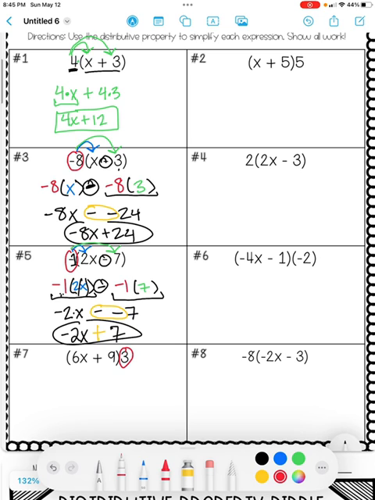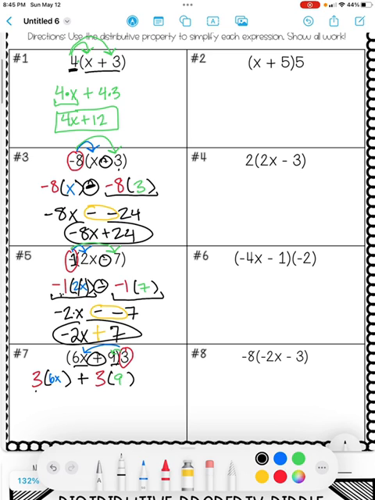We're distributing the number 3 to the term 6x and to the term 9. Okay, so I'm going to have 3 times 6x, and we're going to have 3 times 9. The operation that separated the two terms in the first factor was a plus sign, so we'll be adding those two terms.